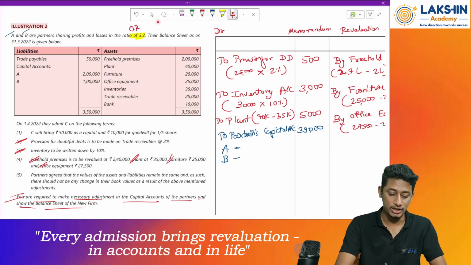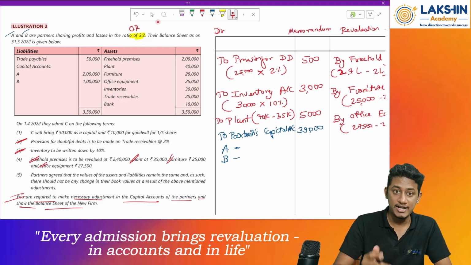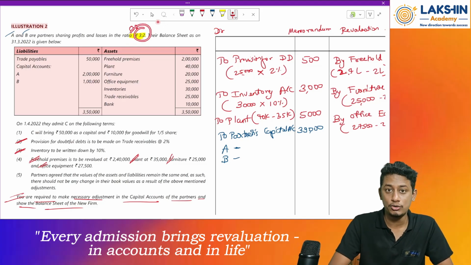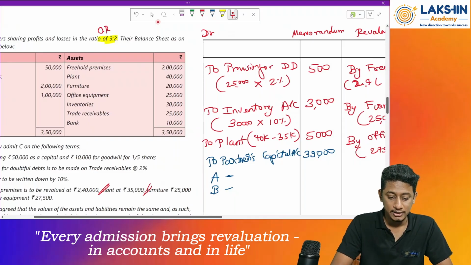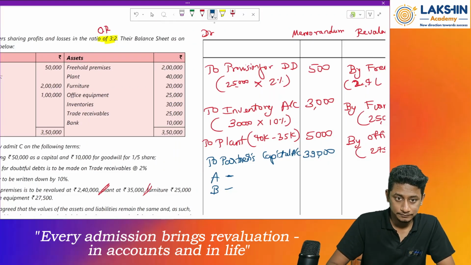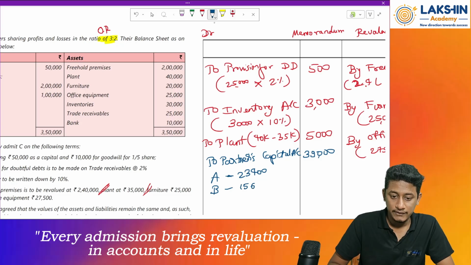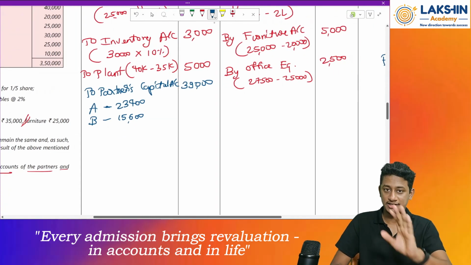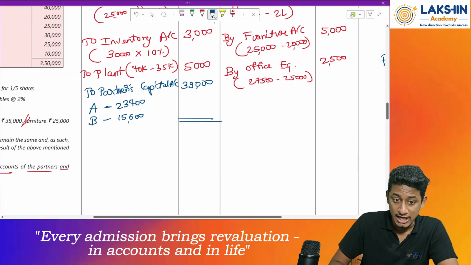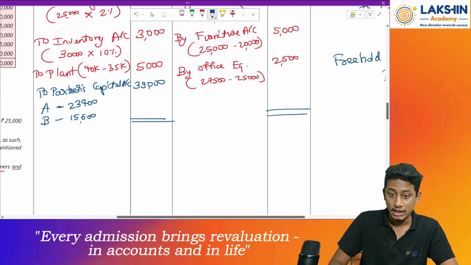So 3:2. So again 39,000 divided by 5. Why 5, sir? The ratio is 3:2. So because of that, divide by 5 into 3 equals rupees 23,400. 2 equals 15,600. So the first part of the answer is done. The first part of the revaluation account is done. Now let's go to the second part.